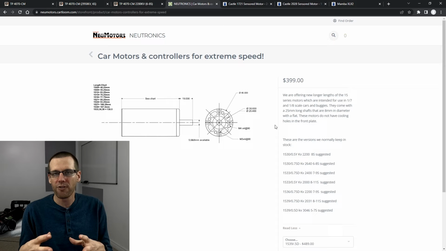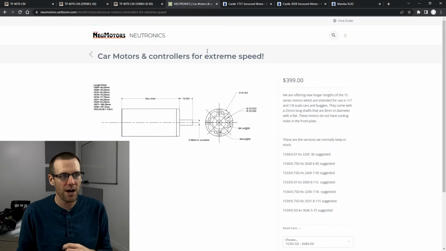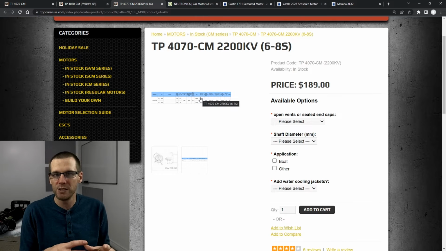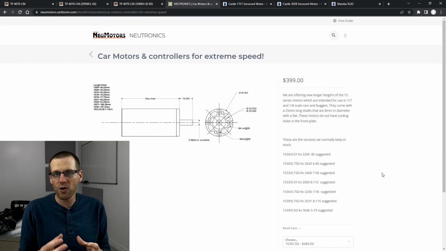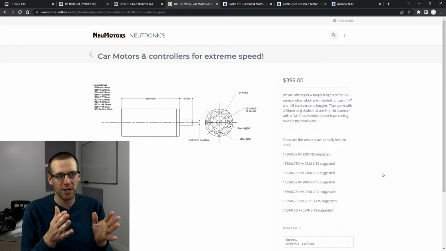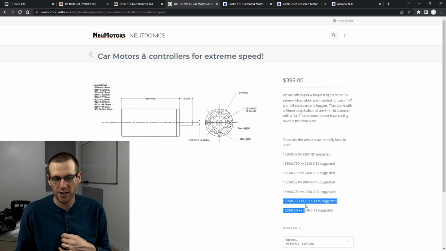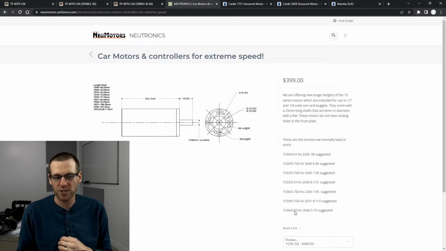So this is going to be following more closely along the lines of our 47 TP series. If you're wondering what kind of brushless motor you can purchase to get the most amount of power out of that specific motor, my recommendation would be this specific series. Going with a 1539.75D, this has got a KV of about 2000 and it's suggested for 8 to 11S. And you also have this other option with a KV of 3000, good for 5 to 7S.